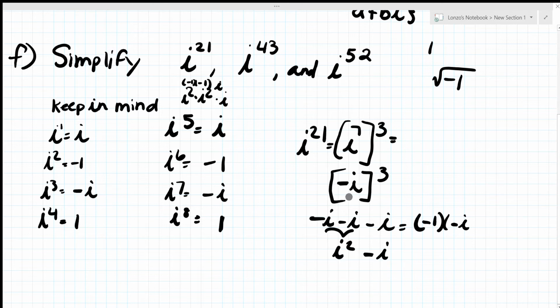Wait, hold on, did I do this right? Yes, 7 times 3 is 21. We know that i to the 7th is -i. Okay, so good. -i times -i is +i squared. And we know that i squared is -1. Oh yeah, there I go. And then -1 times -i is just +i. So i to the 21st is just +i. Good.